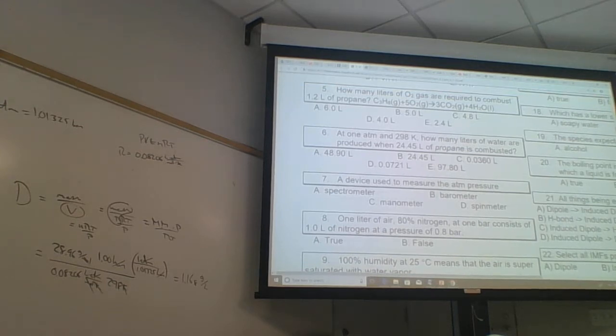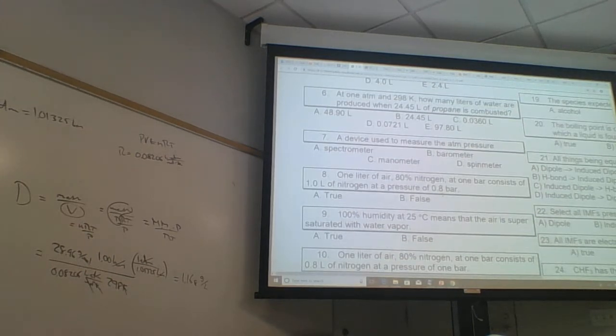7, a device used to measure the atmospheric pressure. Barometer. 8, 1 liter of air, this is approximately 80% nitrogen, at 1 bar consists of 1 liter of nitrogen at a pressure of 0.8 bar. Is that true or false? True.